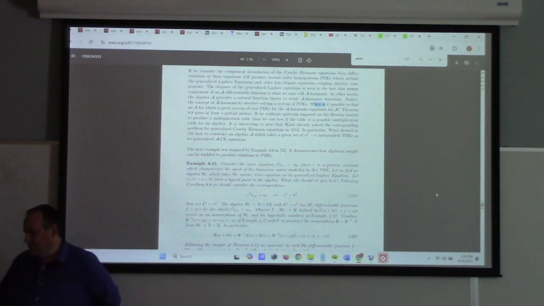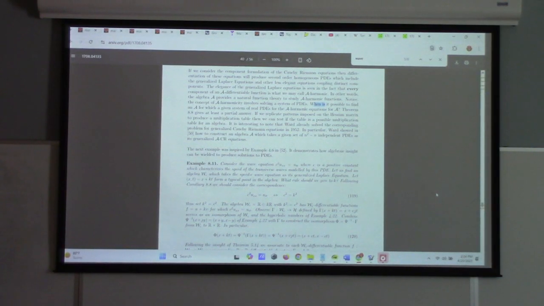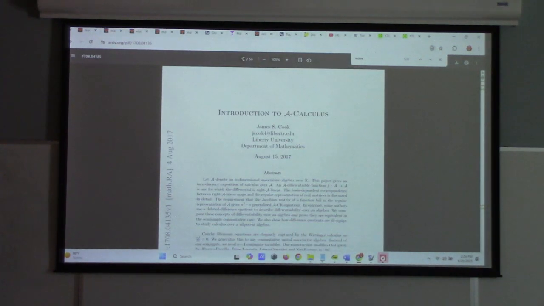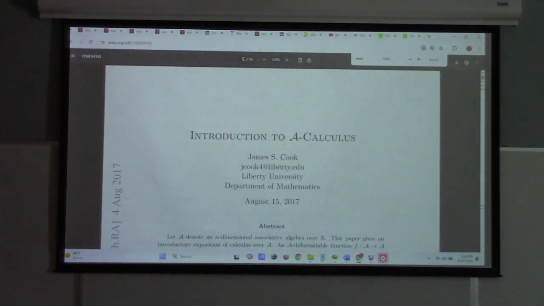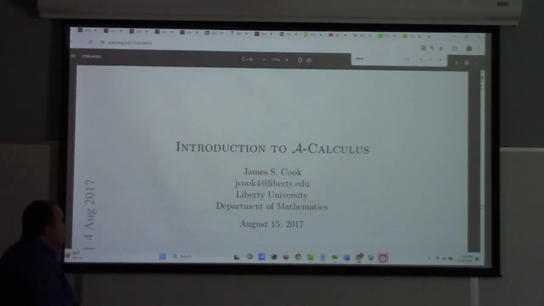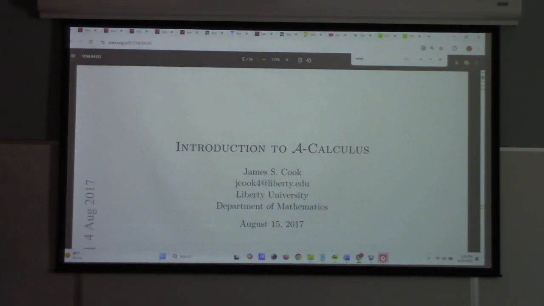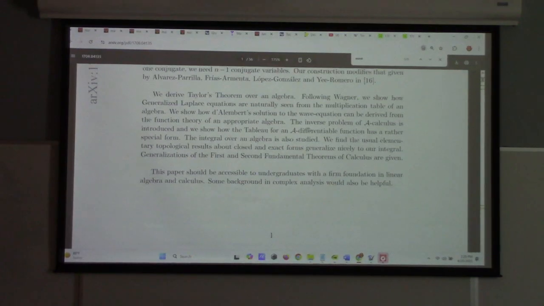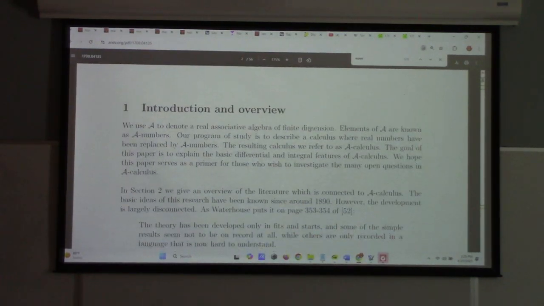Amen. So this right here is a paper I wrote in part because I work with some students on a problem of, I guess you could say, undergraduate research. And so this paper I wrote is basically just an introduction to what I call acalculus. Acalculus is essentially just calculus where you replace real numbers with something else, something more abstract, like an abstract algebra.